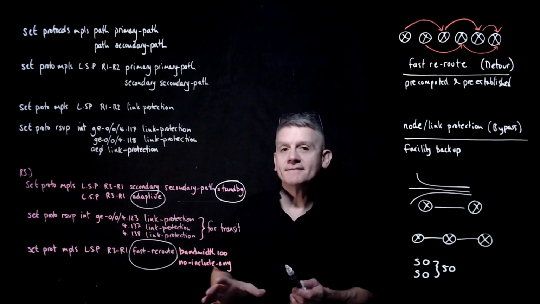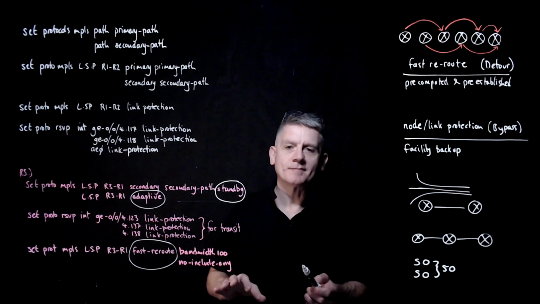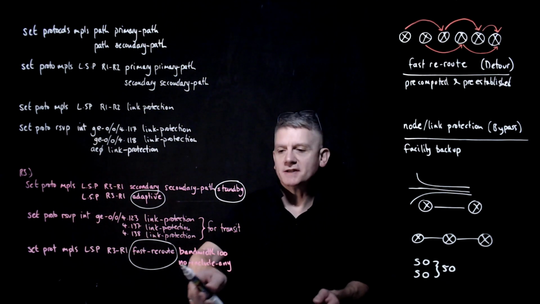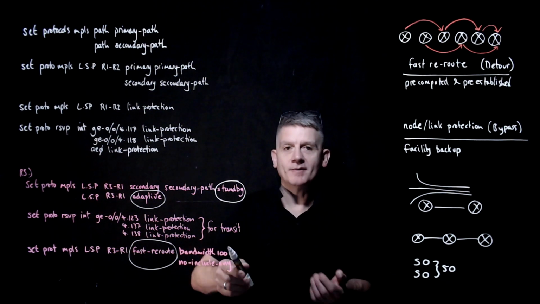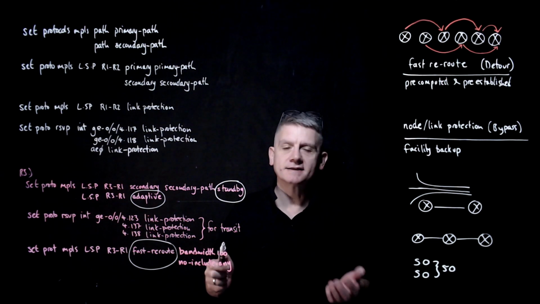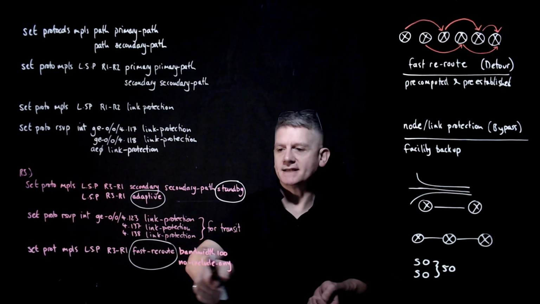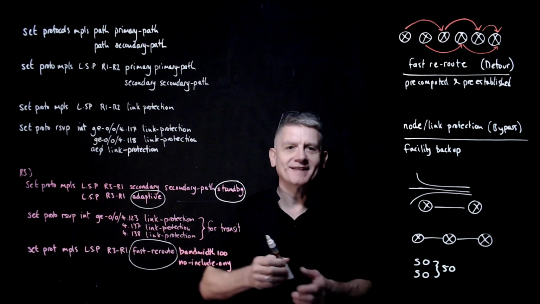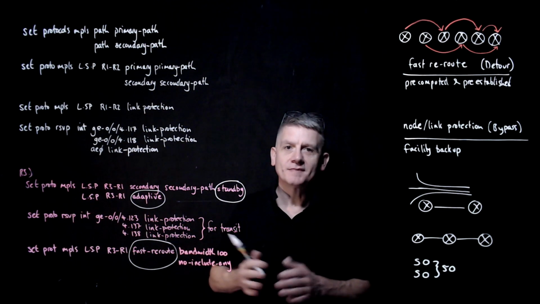protected. Now, by default, fast-reroute is going to inherit the admin groups. Now, we don't want that, so we're going to be typing in no include any. However, we do want the bandwidth, and it doesn't inherit it by default, so we have to add it. So we're adding the bandwidth here, and that is the traffic protection.